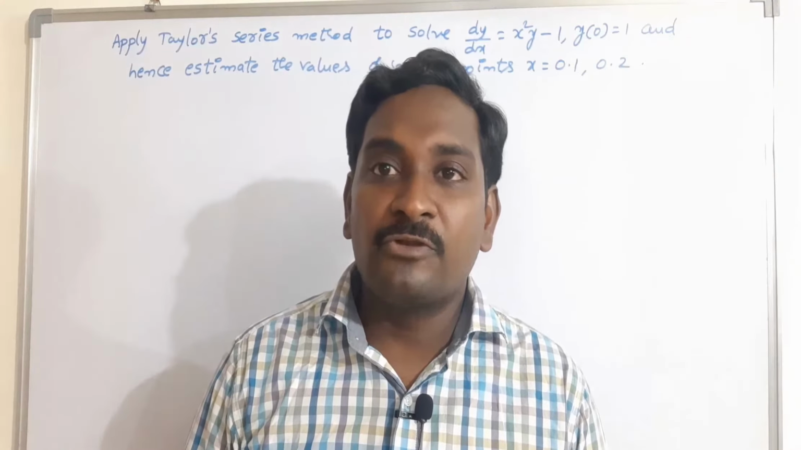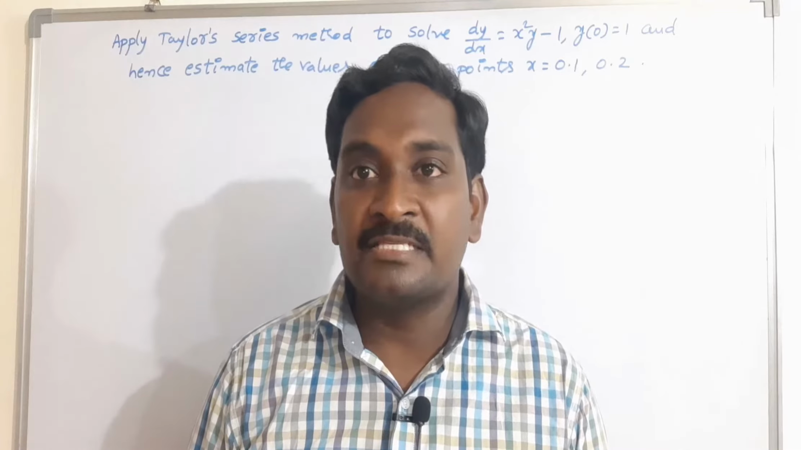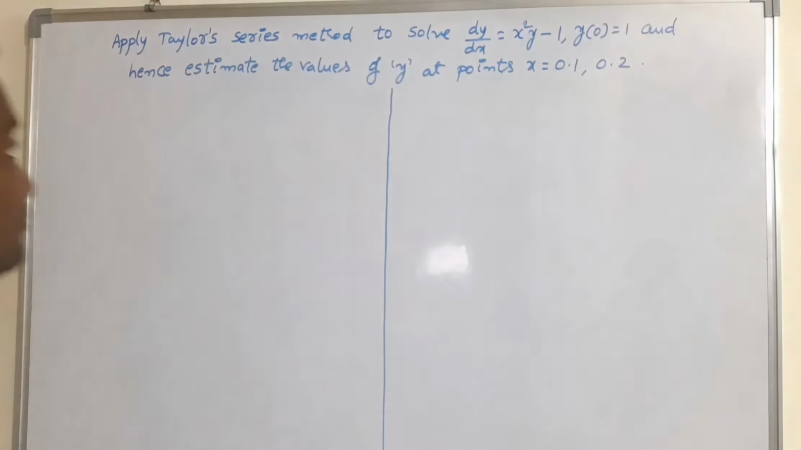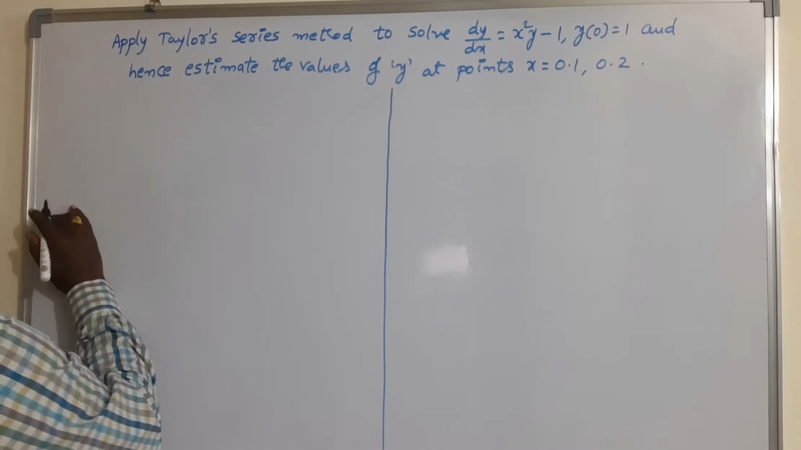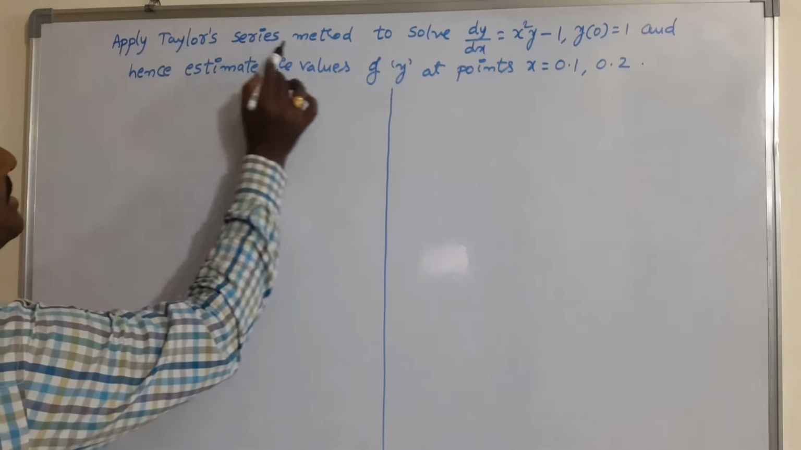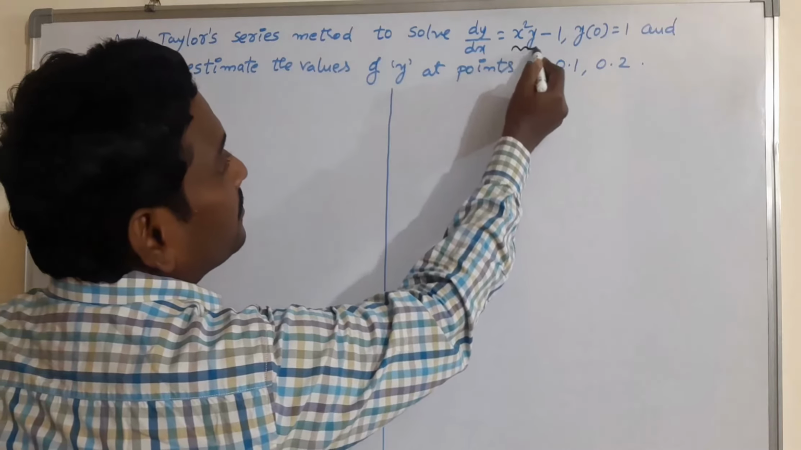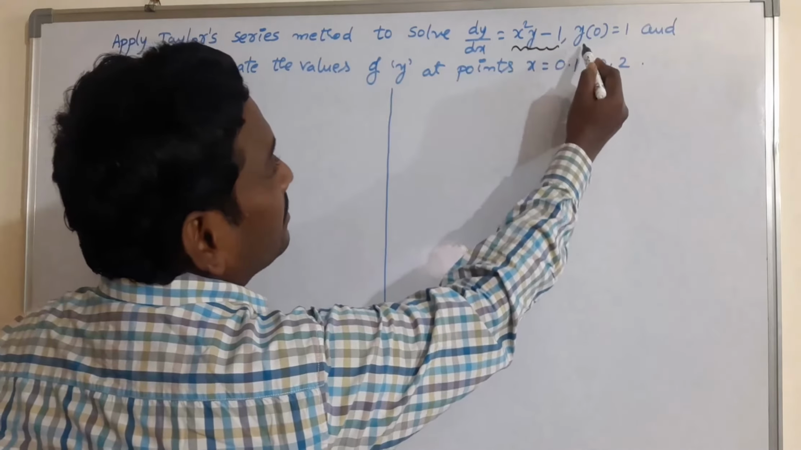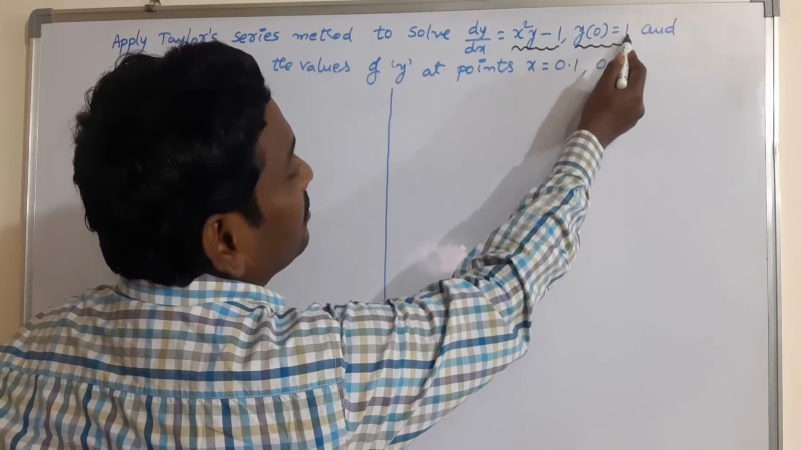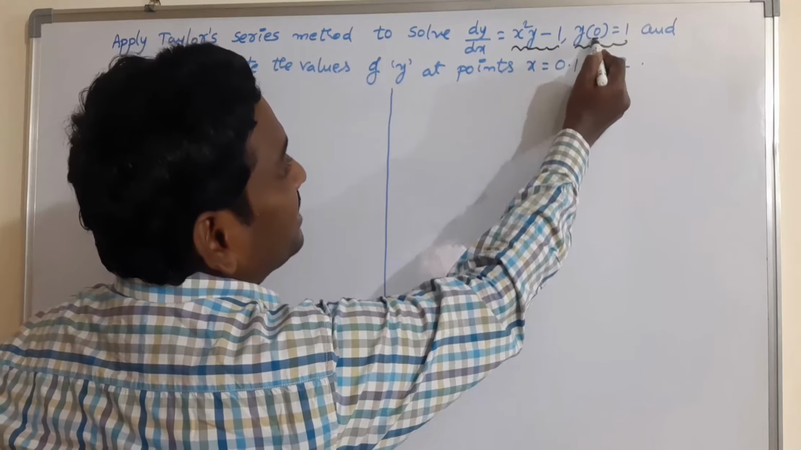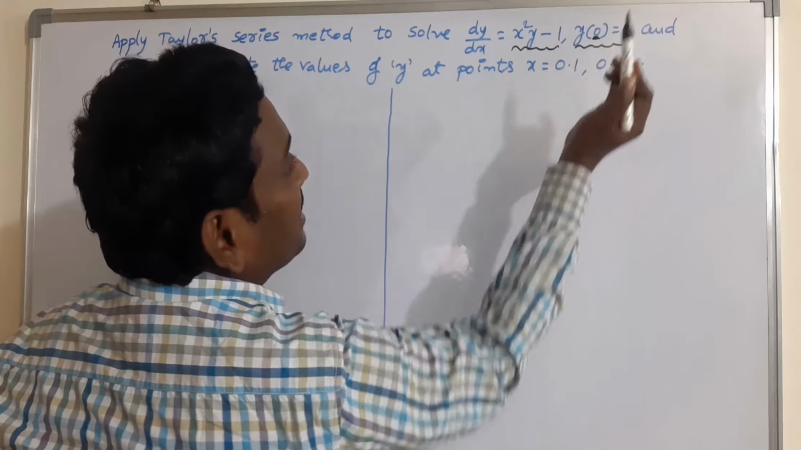In this video, I would like to give an example on Taylor series method to solve the given initial value problem. This is the statement of the given problem. Apply Taylor series method to solve dy by dx is equal to x square y minus 1 and y of 0 is equal to 1, which is known as the initial condition. The value of y at the point 0 is 1.